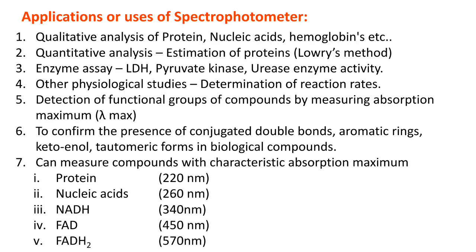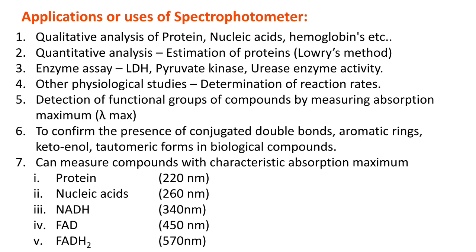Next, applications or uses of the spectrophotometer. Qualitative analysis of proteins, nucleic acids and hemoglobins, etc., and also quantitative analysis, such as estimation of proteins by Lowry's method. Enzyme assays, such as LDH, pyruvate dehydrogenase, pyruvate kinase and urease enzyme activity, can also be measured, along with other physiological studies and determination of reaction rates, and also detection of functional groups of compounds by measuring the absorption maximum.